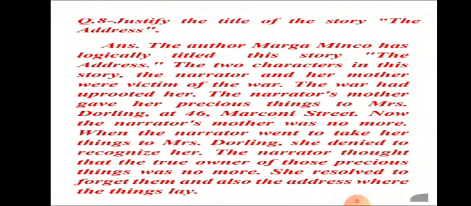The war had uprooted her. The narrator's mother gave her precious things to Mrs. Darling at 46 Marconi Street. Now the narrator's mother was no more when the narrator went to take her things from Mrs. Darling. She deigned to recognize her. The narrator thought that the true owner of those precious things was no more. She resolved to forget them and also the address where the things lay.